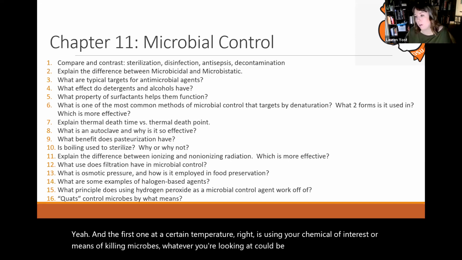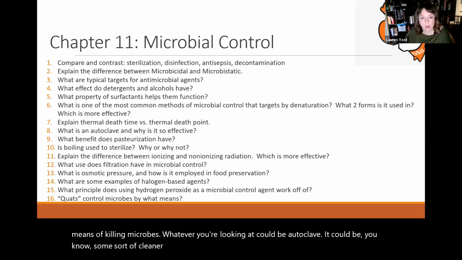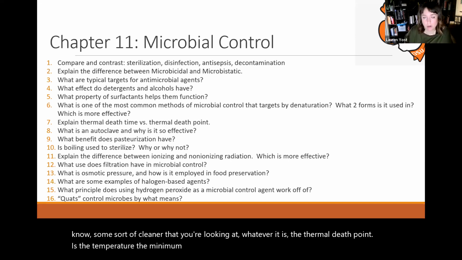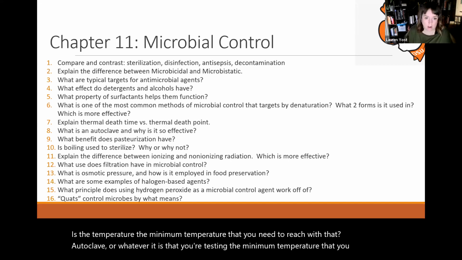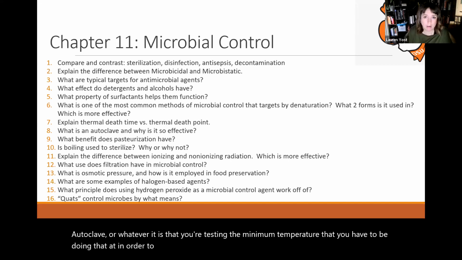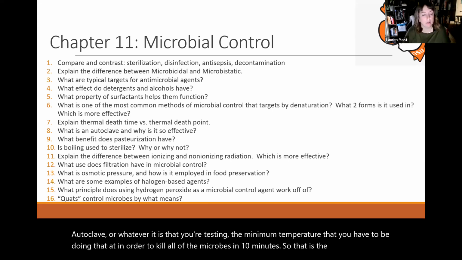Could be an autoclave, it could be some sort of cleaner that you're looking at, whatever it is. The thermal death point is the minimum temperature that you need to reach with that autoclave or whatever it is that you're testing, the minimum temperature that you have to be doing that at in order to kill all of the microbes in 10 minutes. So that is the thermal death point.